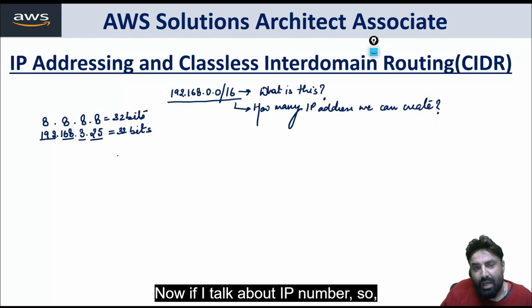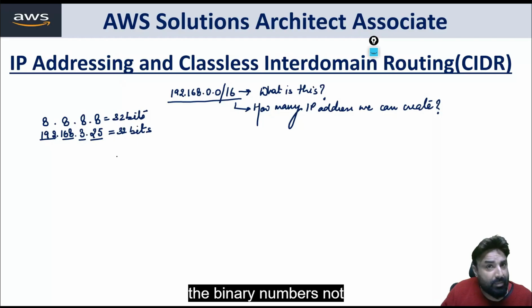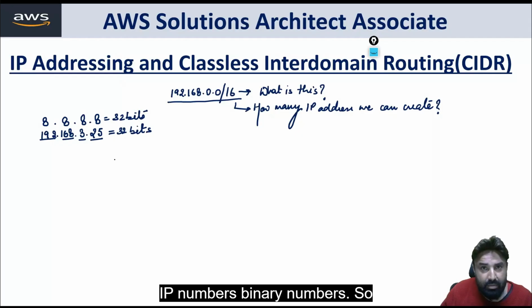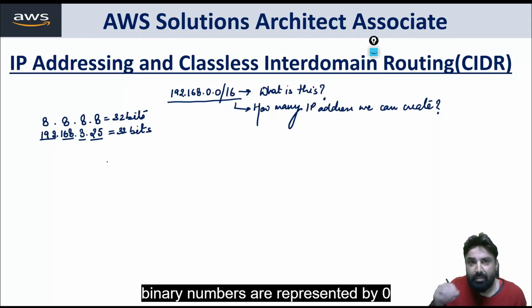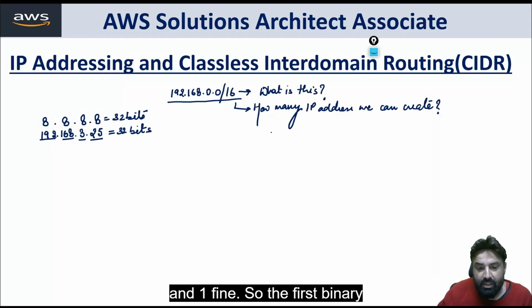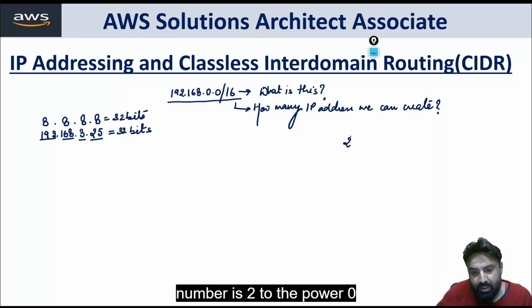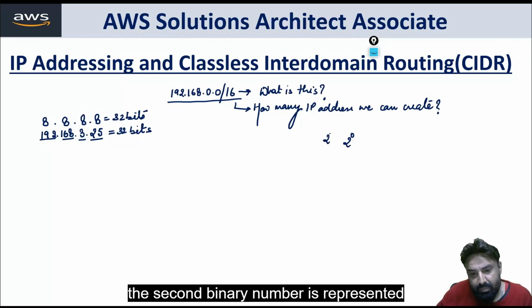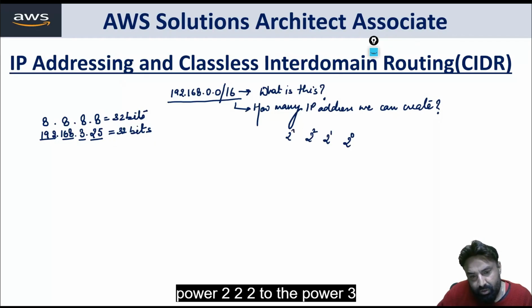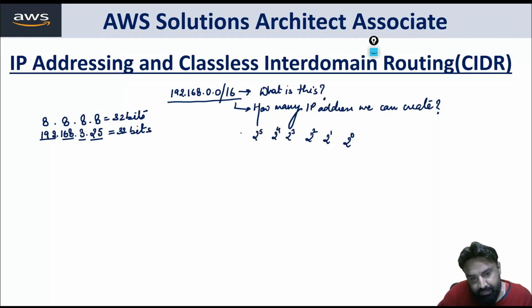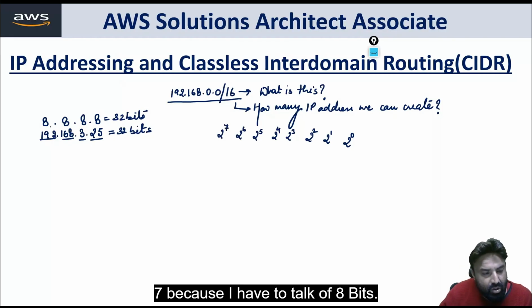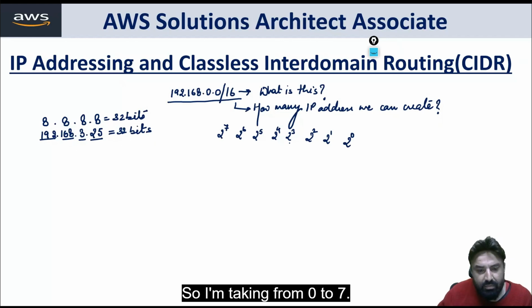If I talk about binary numbers, not IP numbers, binary numbers are represented by 0 and 1. The first binary place is 2 to the power 0. The second is 2 to the power 1, then 2 to the power 2, 2 to the power 3, 2 to the power 4, then 5, 6, and 7. Why 7? Because I have to talk of 8 bits, so I'm taking from 0 to 7.